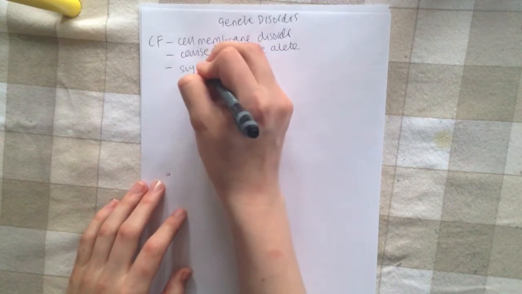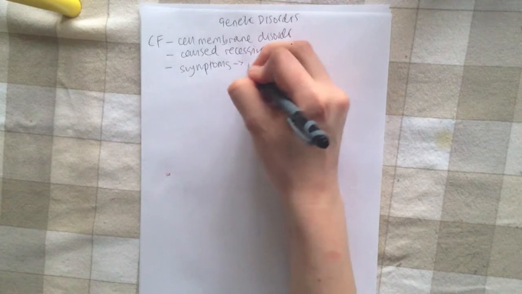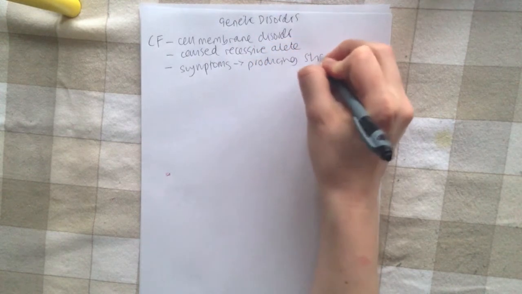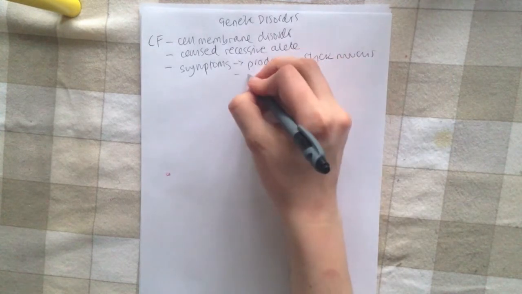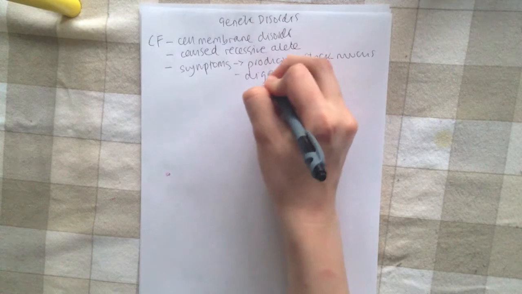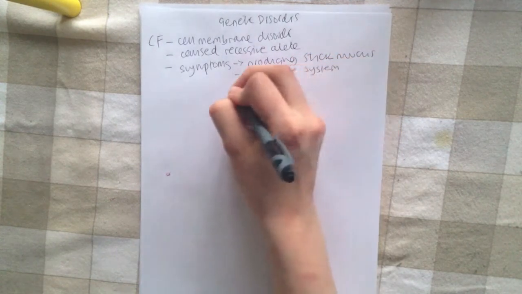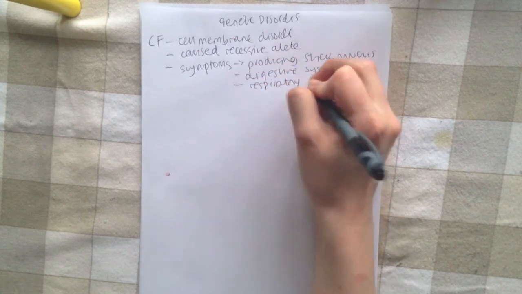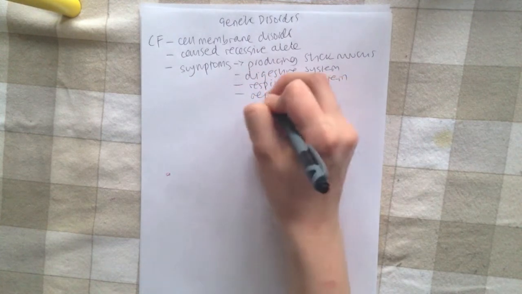Symptoms of CF is producing a lot of sticky mucus, which clogs up your digestive system, respiratory system, and your reproductive system.